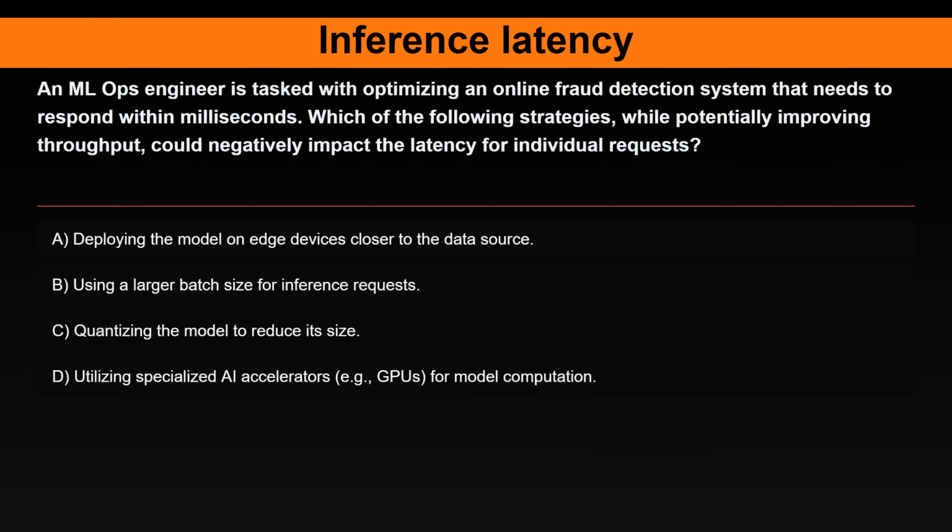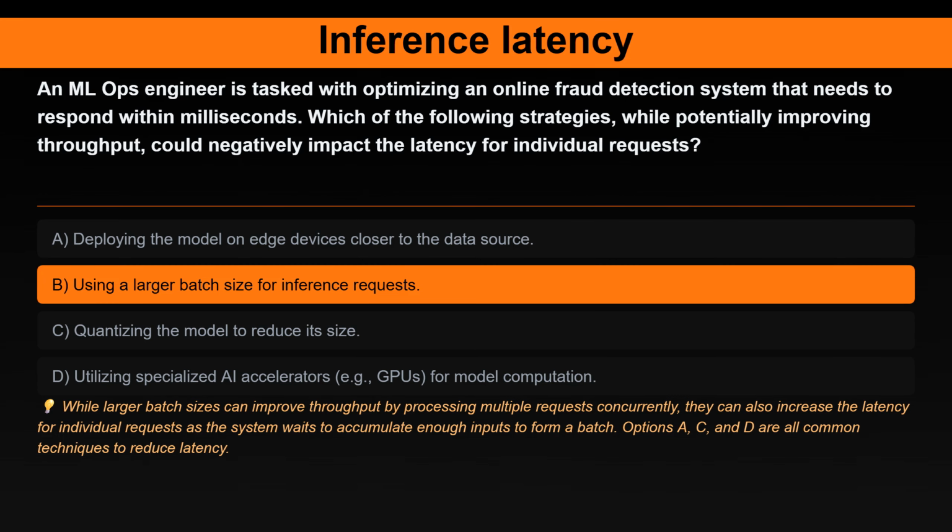Question 24. An MLOps engineer is tasked with optimizing an online fraud detection system that needs to respond within milliseconds. Which of the following strategies, while potentially improving throughput, could negatively impact the latency for individual requests? Option A. Deploying the model on edge devices closer to the data source. Option B. Using a larger batch size for inference requests. Option C. Quantizing the model to reduce its size. Option D. Utilizing specialized AI accelerators, e.g. GPUs, for model computation.